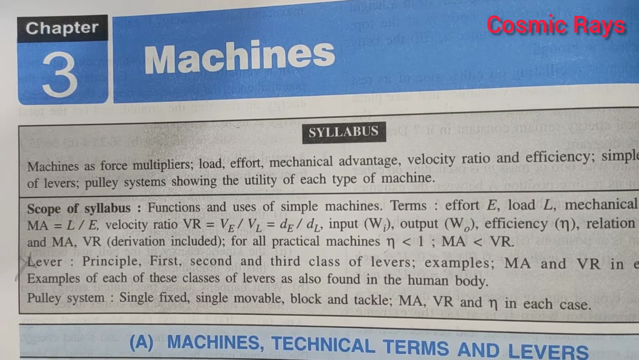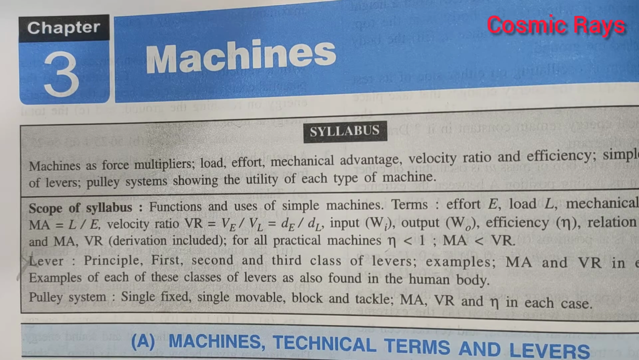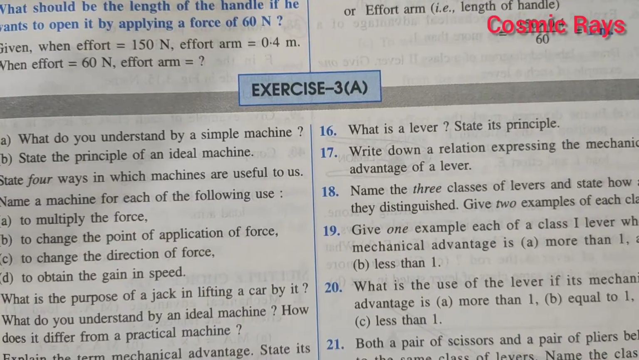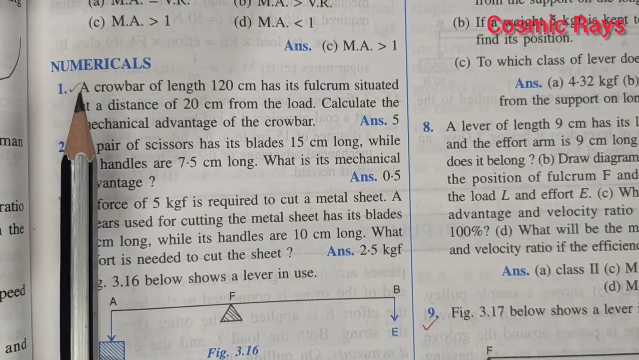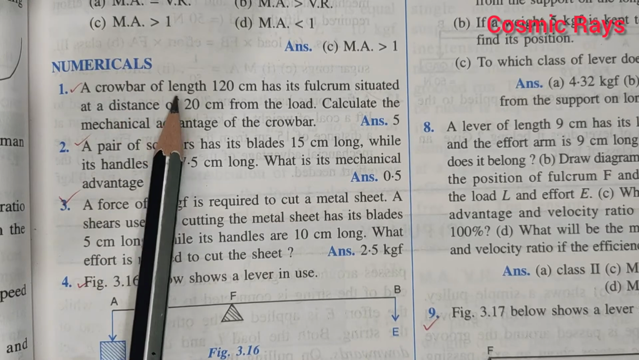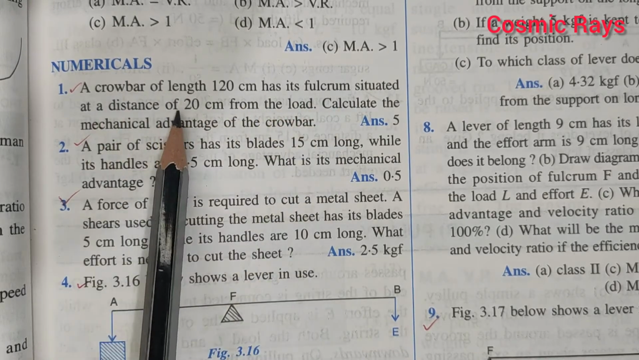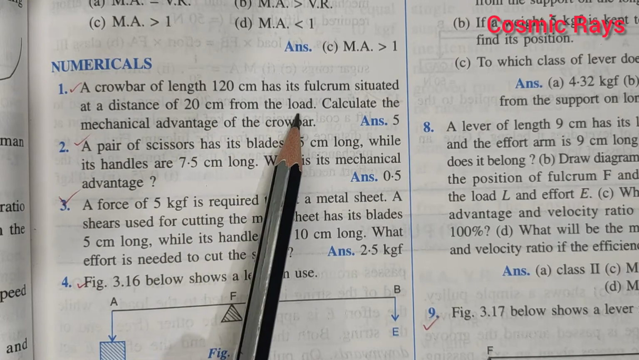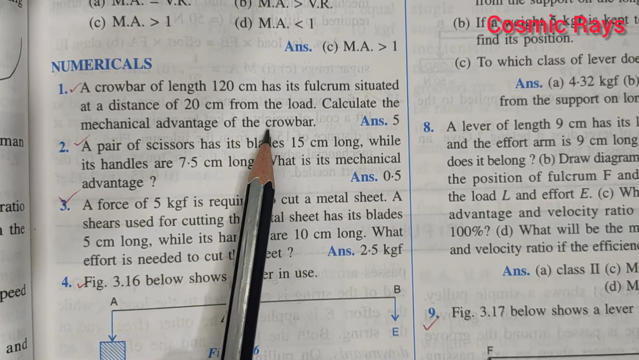Hello friends, in this AV we are going to talk about the first exercise numericals of the third chapter of class 10 physics, that is machines. We will take up the important numericals of exercise 3A. The first question says a crowbar of length 120 centimeter has its fulcrum situated at a distance of 20 centimeter from the load. We have to calculate the mechanical advantage of the crowbar.